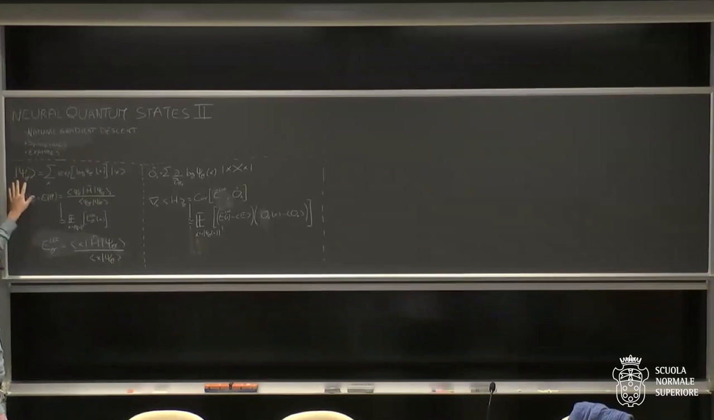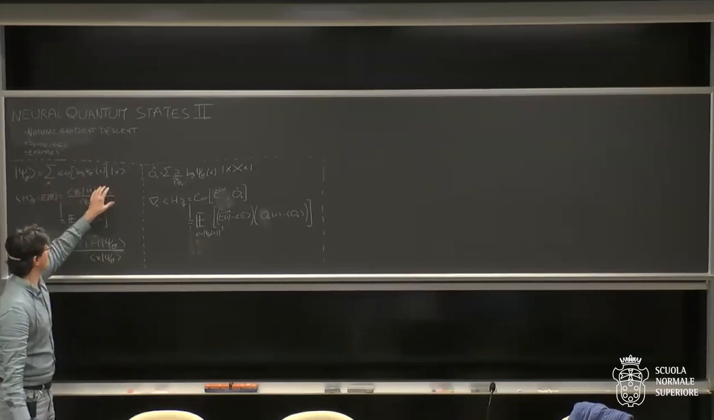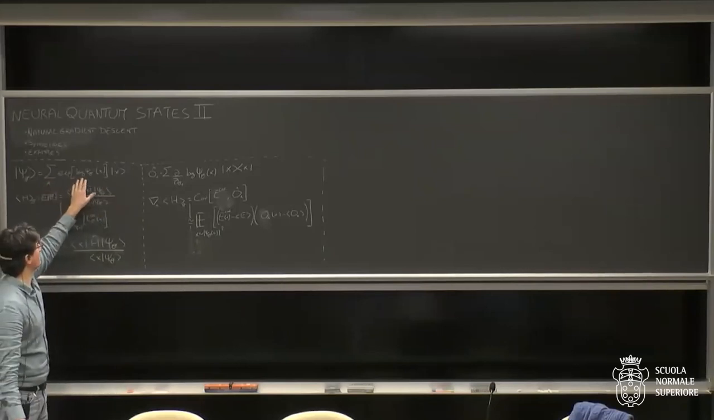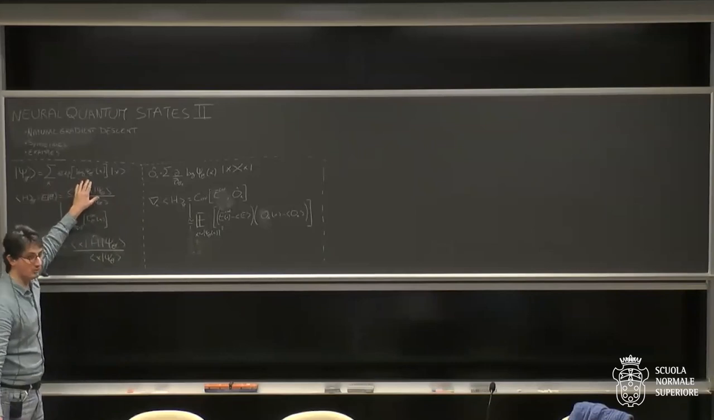Okay, so if you remember, I use this funny Bra-ket notation of Dirac. So this is just a column vector. And the gist of what we do is that we are approximating those vectors that live in a very high-dimensional Hilbert space with a neural network that I use to encode the logarithm of every entry in this vector.